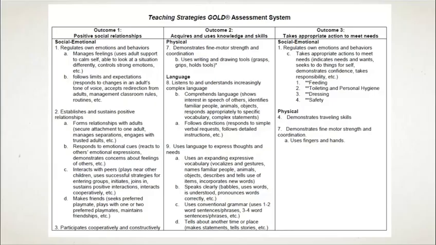This is an example. This is what the Teaching Strategies Gold crosswalk looks like. So as you can see, it tells you which indicators on TSG are associated with outcome 1, outcome 2, and outcome 3. And these crosswalks are available on the Berea RTC COS webpage.